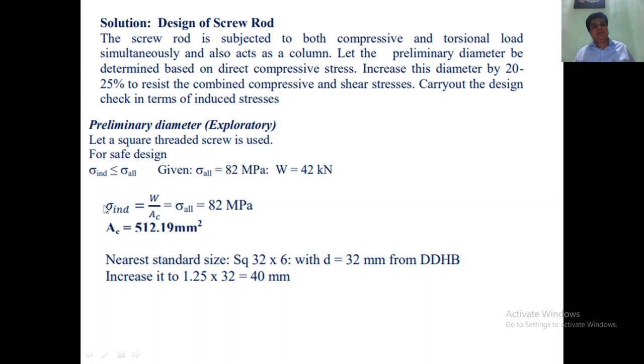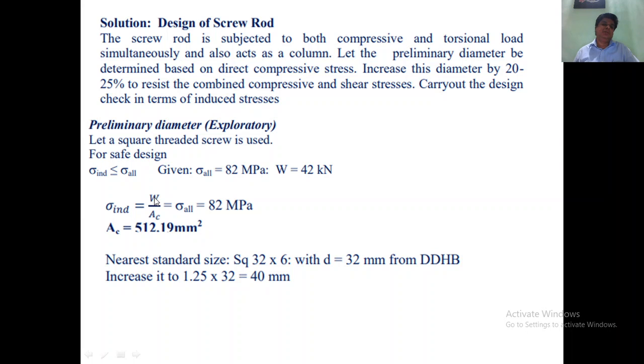Directly we will go to the induced, or compressive, stress because of the load acting on the screw rod. It is a compressive load W acting. So the stress induced, sigma C or sigma induced, in that screw rod is nothing but the load applied divided by the cross-sectional area of the screw rod. AC is the cross-sectional area of that screw rod, which is circular. So first we'll calculate the induced stress because of this load.